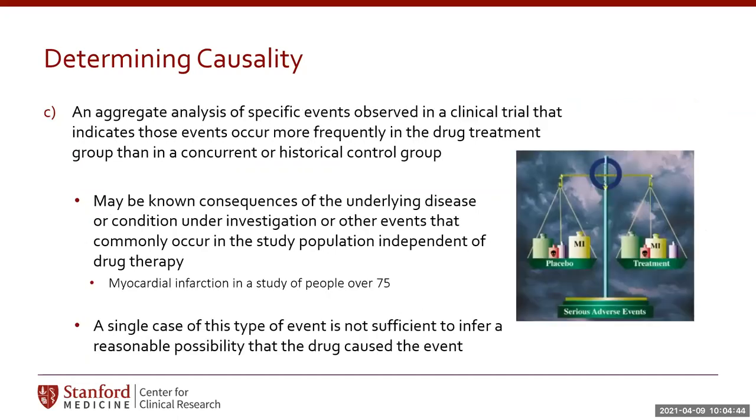And then finally, the third category, category C, is the one where an actual aggregate analysis is required before you can actually make any determination about causality. You would see those when the underlying disease or the condition under investigation, or even something that would commonly occur in the population under study, can also be a cause for those adverse events. Clear example, MI in the population of the elderly, where you really can't tell from one or even a few that it's caused by the drug or not. For those, you would need to do an aggregate analysis before you can make any determination.